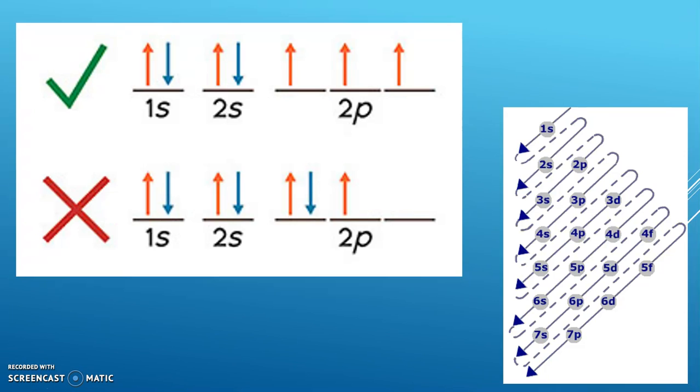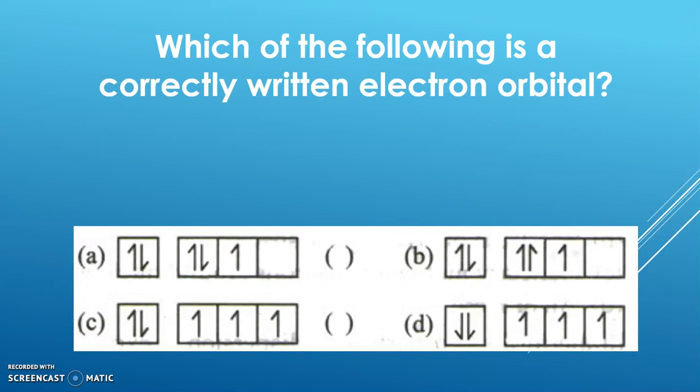So, I have a quick check for you, to see if you've been paying attention here. Which of the following is a correctly written electron orbital? And I will give you 5 seconds to think about that. So, here we go. Oh boy, that was intense. So, which of the following is the correct orbital? It is, in fact, C.